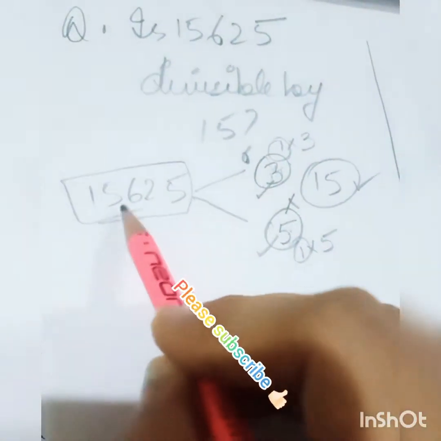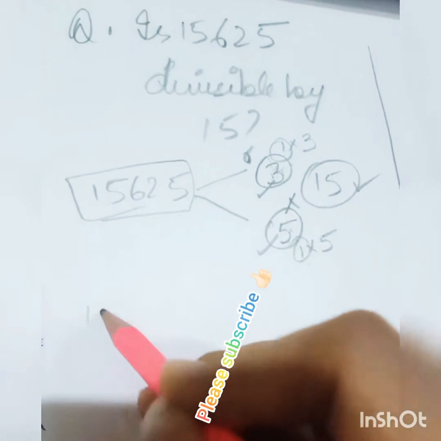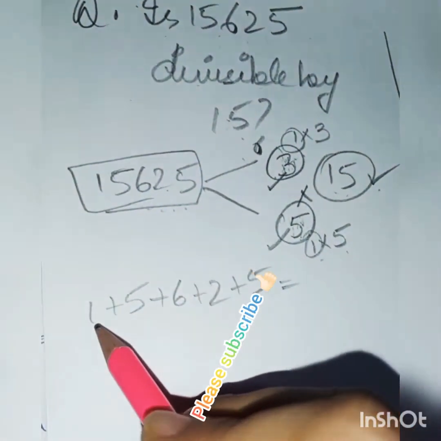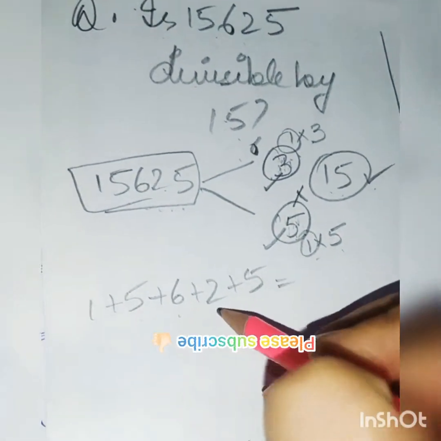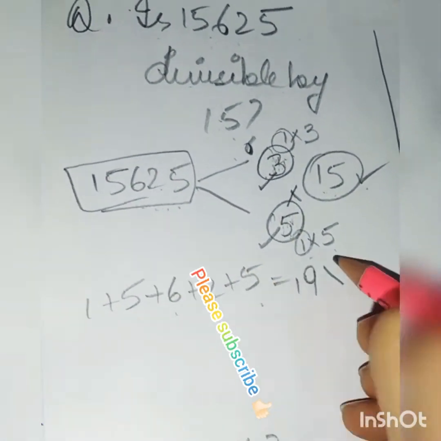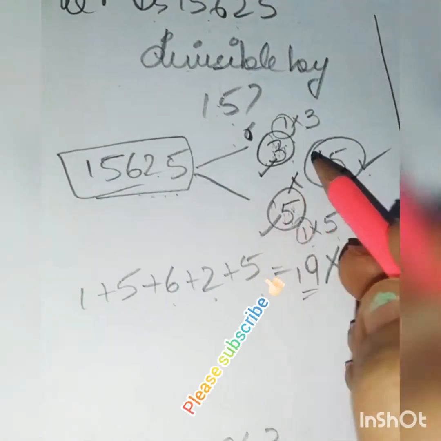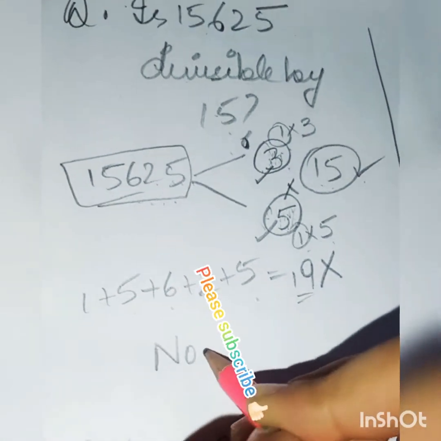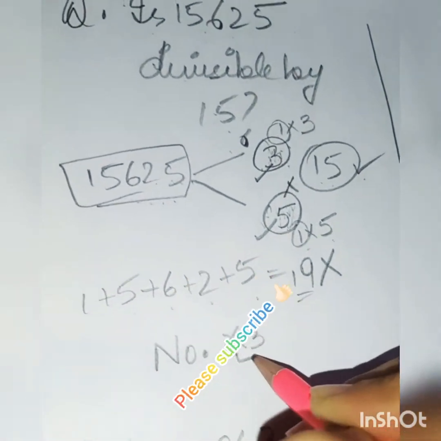अब हमें देखना पड़ेगा कि ये नंबर 3 से डिवाइड होता है या नहीं. उसके लिए we will do sum of the digits 1 5 6 2 5 का टोटल. So 1 plus 5 is 6, 6 plus 6 is 12, 13, 14, plus 5 is 19. So this is not divisible. 19 is not divisible by 3, but 5 से तो ये divisible है, but दोनों से होना चाहिए. So our answer will be no, because it is not divisible by 3.